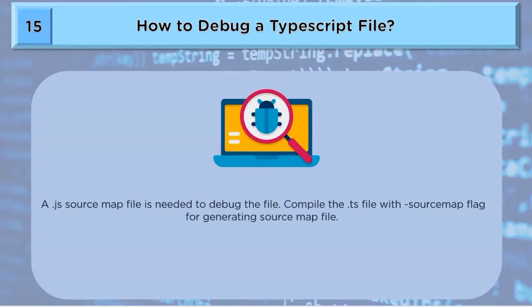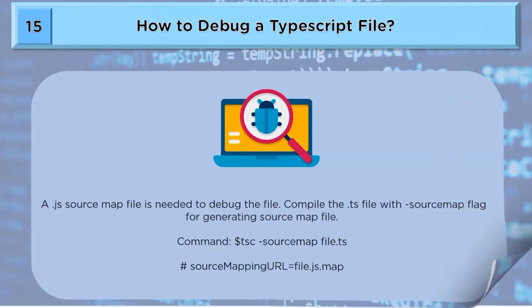To debug a TypeScript file, a .js source map file is needed. Compile the .ts file with the source map flag for generating the source map file. Use the command tsc --sourceMap file.ts. sourceMappingURL=file.js.map.